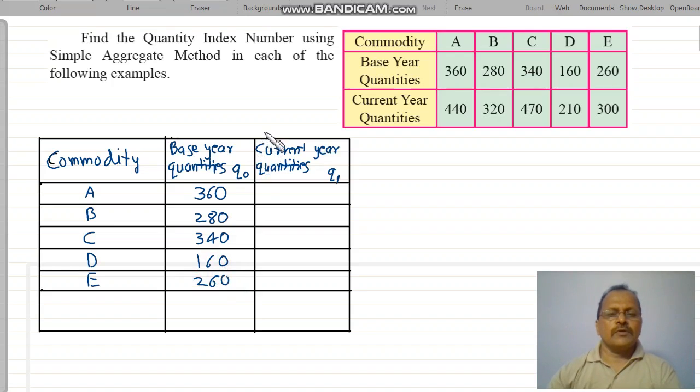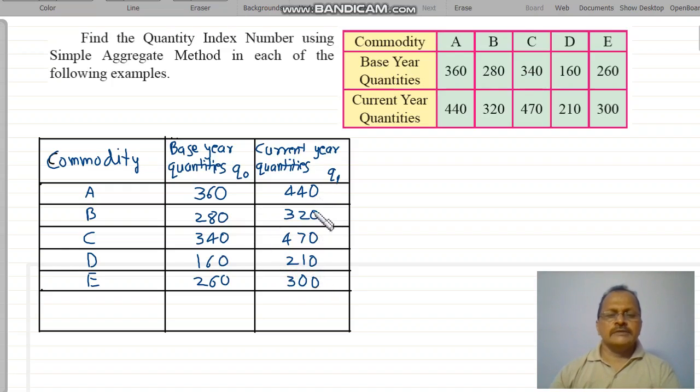The current year quantities are given: 440, 320, 470, 210 and 300.